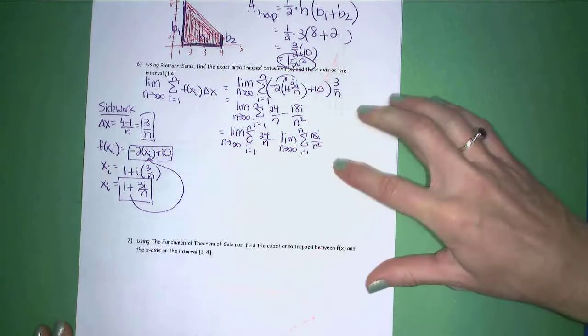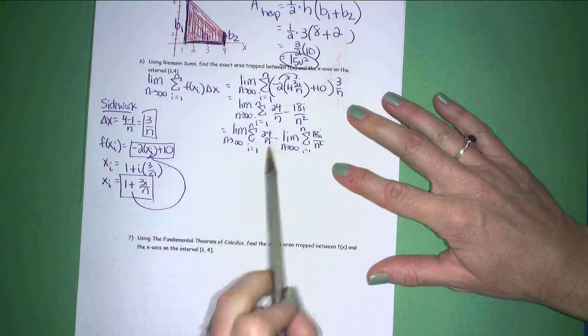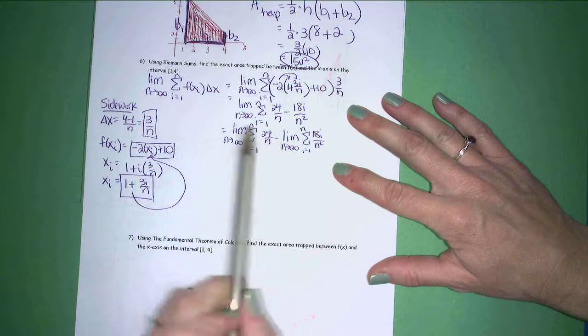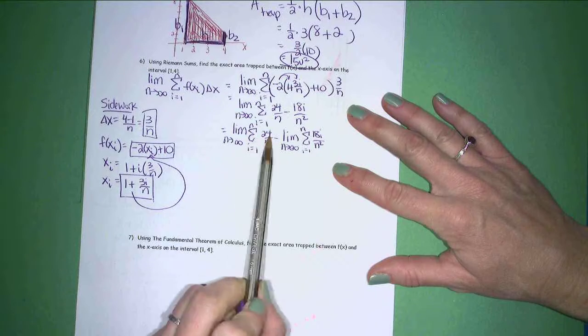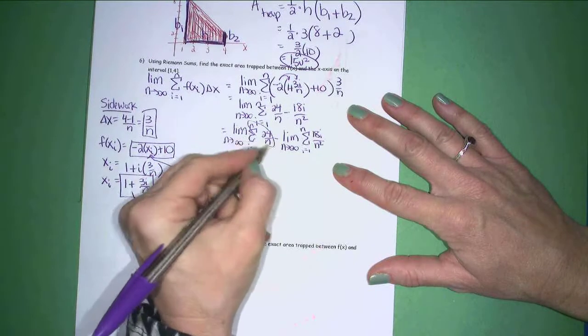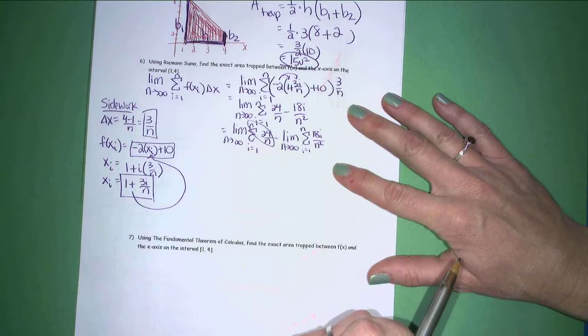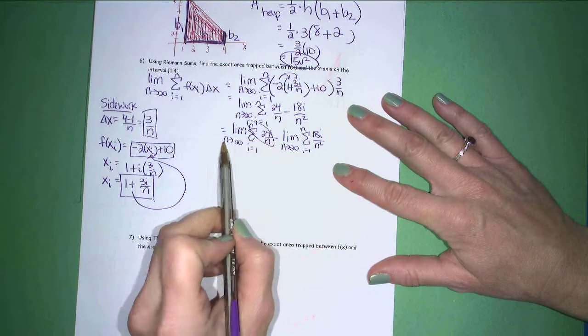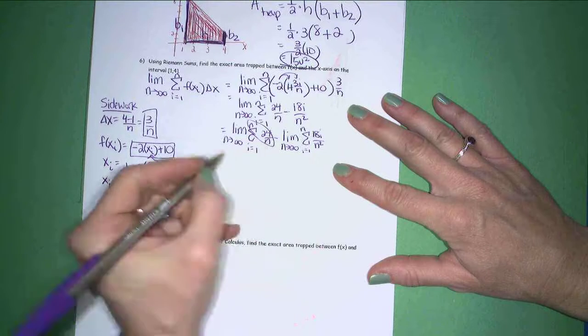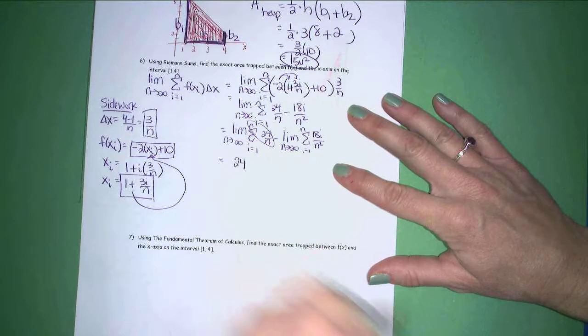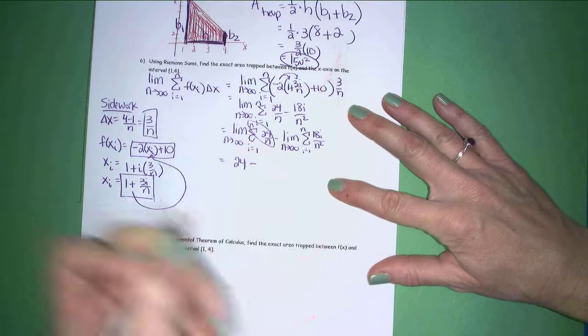I am now going to work on this part. Now, I know that 24 over n is a constant, and I know that the sum from i equals 1 to n of a constant is just n times c. Well, since n times 24 over n is 24, I have the limit as n approaches infinity of 24, which is nothing more than 24, minus.